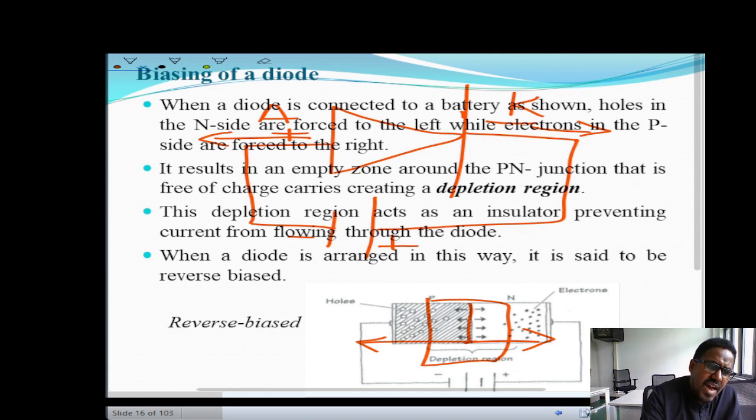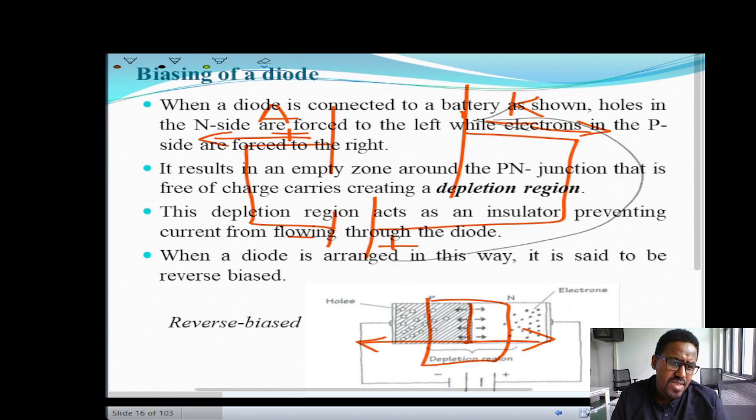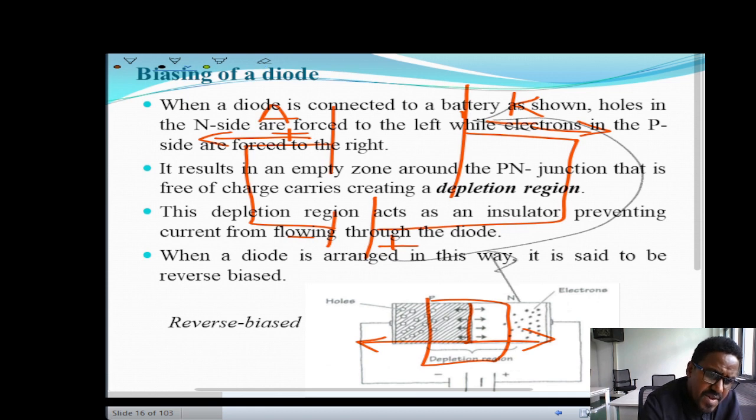That means current cannot move freely. So the diode looks like an open circuit that prevents current moving from the N side to the P side. So this arrangement is reverse biasing.